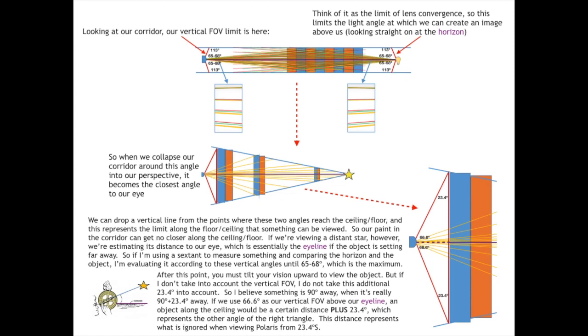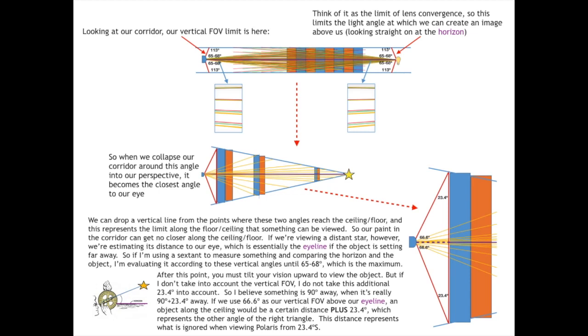So we'll explain that a little bit here. Looking at our corridor, our vertical field of view limit is here, over on the left. You can see how the angles diverge and converge from the light source, and they are converging back on our lens. So think of this limit as a limit of lens convergence. So this limits the angle at which we can create an image above us or below us, looking straight on at the horizon. So when we collapse our corridor around this angle into our perspective, it becomes the closest angle to our eye. In other words, it's the closest angle with which we can view those paint stripes, essentially.